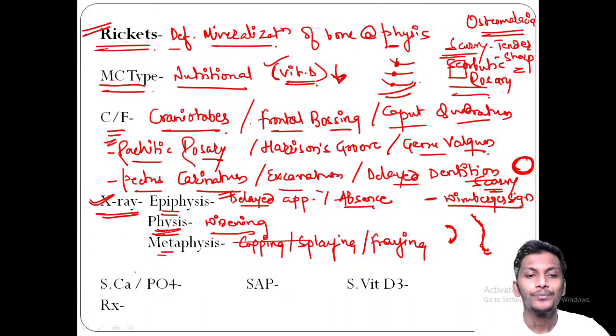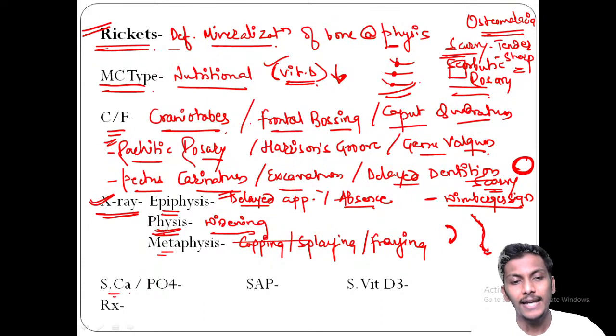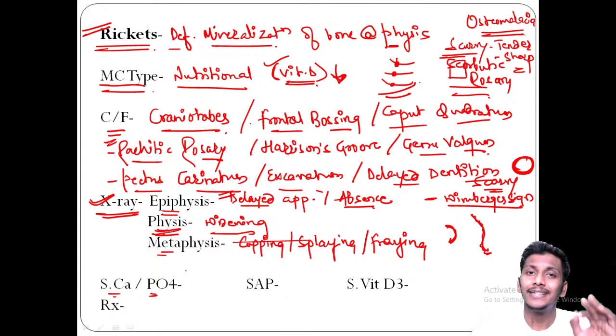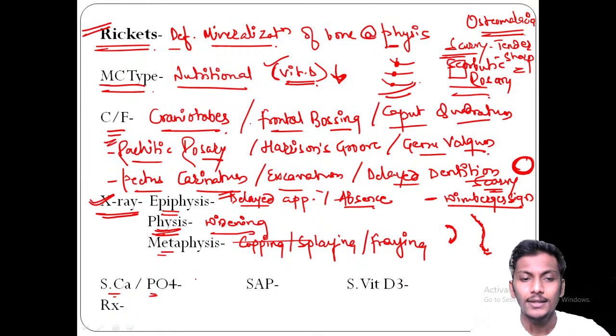Important one. Next, serum calcium and phosphate levels. Please remember, as we have already discussed, in cases of osteoporosis, serum calcium levels are usually normal and SAP is also normal. But in cases of rickets, the serum calcium and phosphate levels are usually low, because that is the main cause, right?